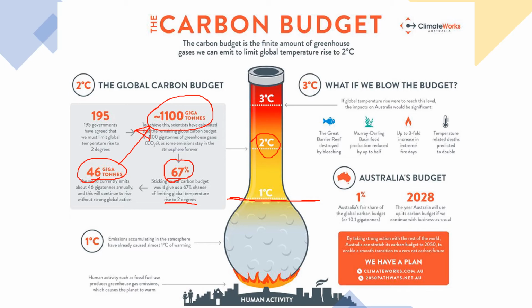So the question is, how are we going to get out? Like, if we don't get it down below that, then we're going to go to 2 degrees. And if we continue to pollute, it's just going to keep going up and up. And if you have a look here, what happens when the temperature gets to 3 degrees on average hotter? Great Barrier Reef. See ya! Murray-Darling Basin, food production reduced by half. Bye! 3 times the extreme fire days, and lots of temperature-related deaths. We're already starting to see huge numbers of deaths in Europe from heat waves. Australia is the hottest continent on Earth, so it's something that we should be concerned about.